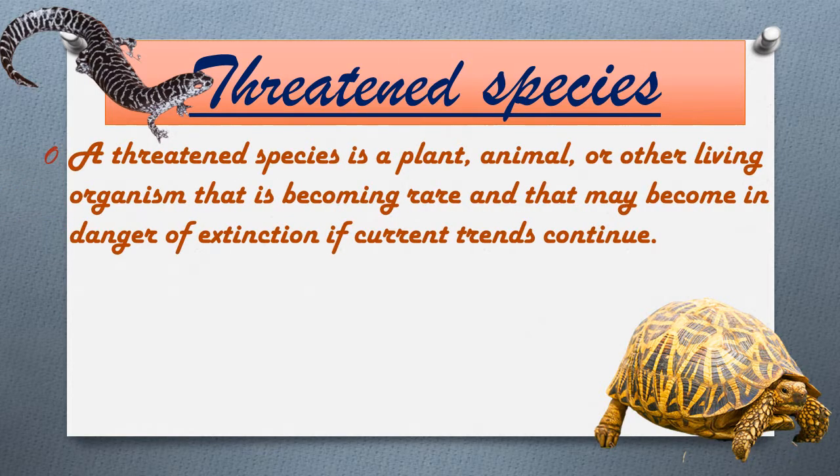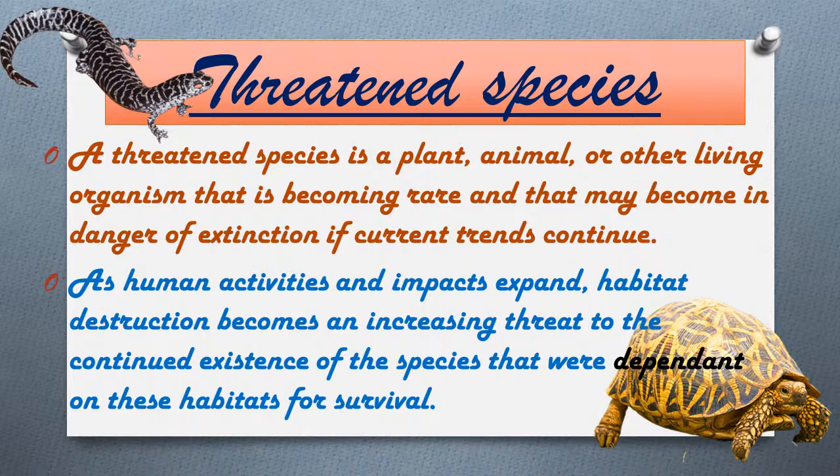So students, a threatened species is a plant, animal or other living organism that is becoming rare and that may become in danger of extinction if current trends continue. That means these are the species at risk of extinction. They may become extinct in the near future if their conservation is not taken care of properly. Human activity is responsible for threatened species.